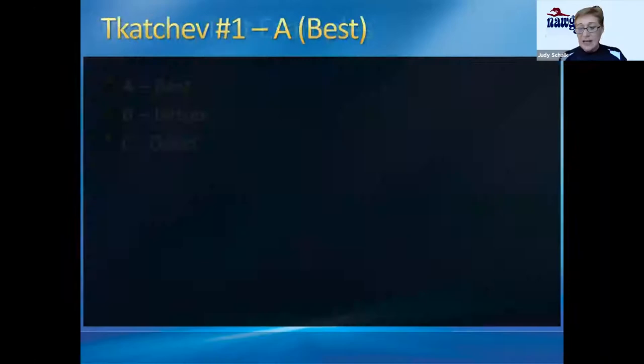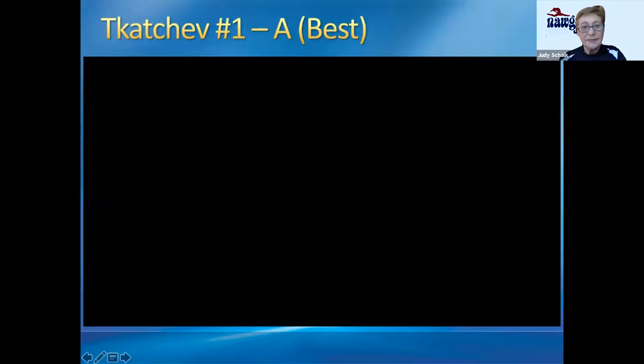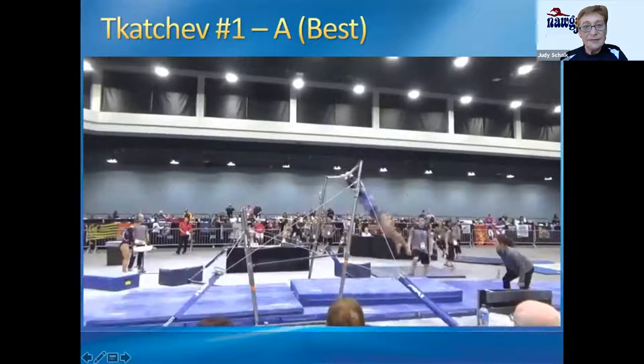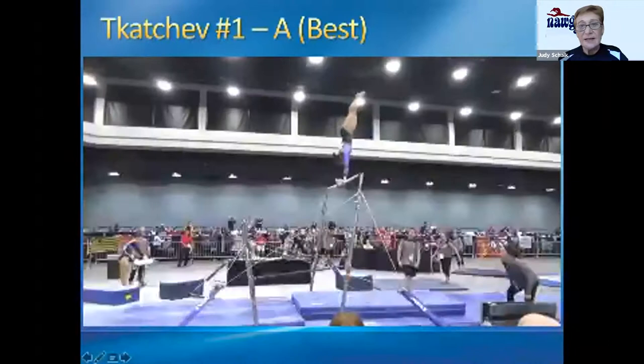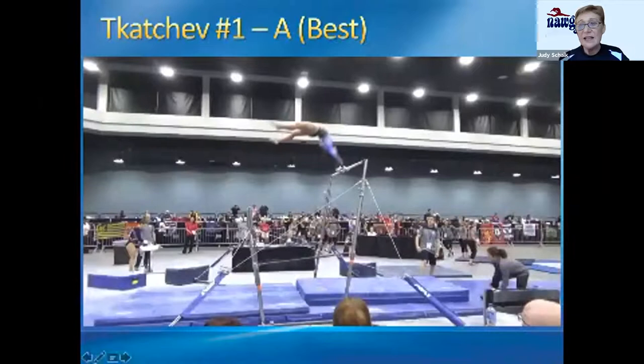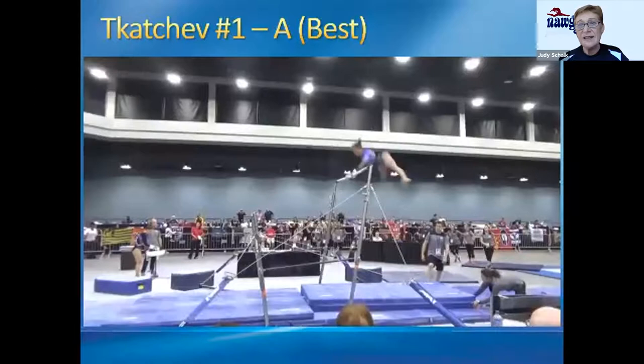So let's take a look at our best example with the A ranking. Release near top of upswing. Great height and rotation. Hitch with hips above the bar and feet behind the shoulders, but with loose form and execution errors.